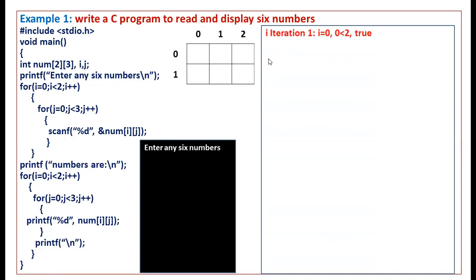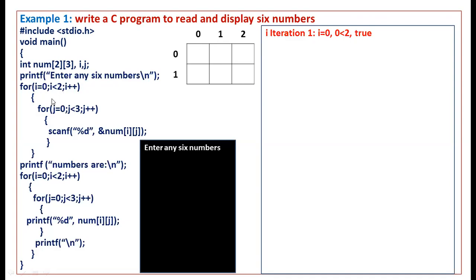How will elements be added? See, the first iteration, that is the I iteration. So now the first for loop will start to execute. What is the condition given? I less than 2. And what is the value of I here? The initial value of I is 0. 0 less than 2, it is true.